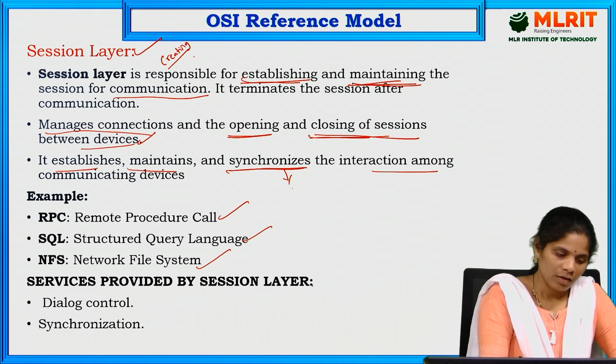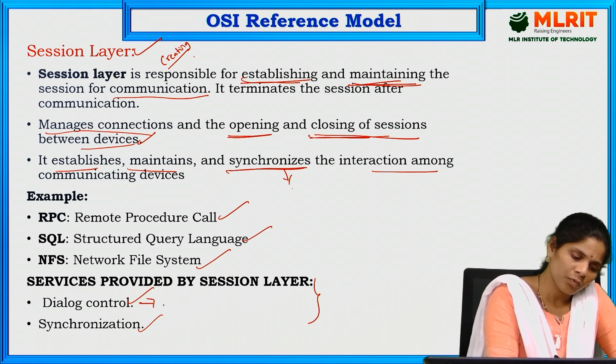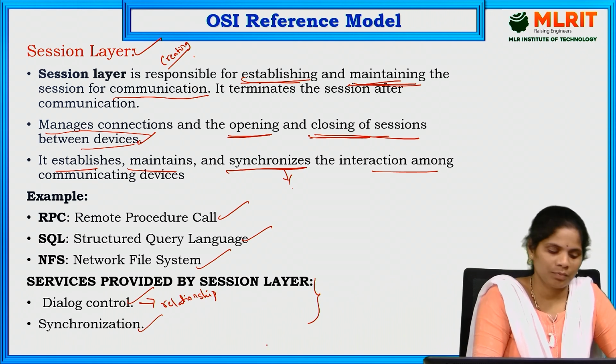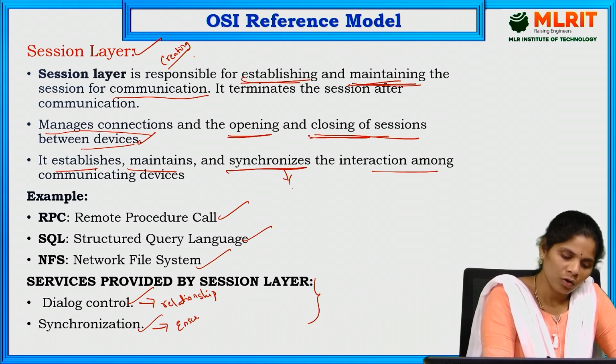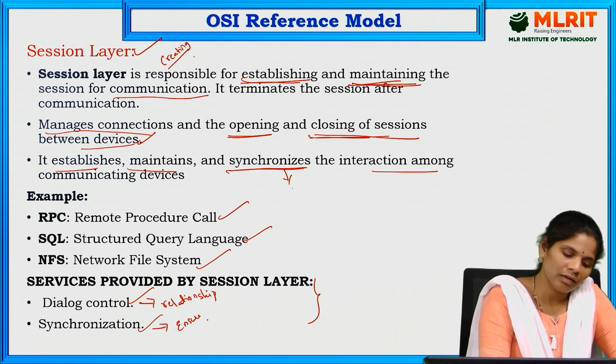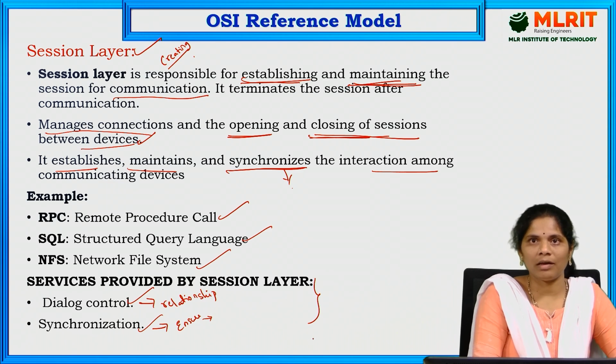Next, the services provided by the session layer are dialog control and synchronization. Dialog control is nothing but providing the relationship between the devices; for communication, they have to establish a relationship. And synchronization means it ensures that the data is sent perfectly. Whatever data the sender sends, exactly that data is received by the receiver. These two are the services provided by the session layer.